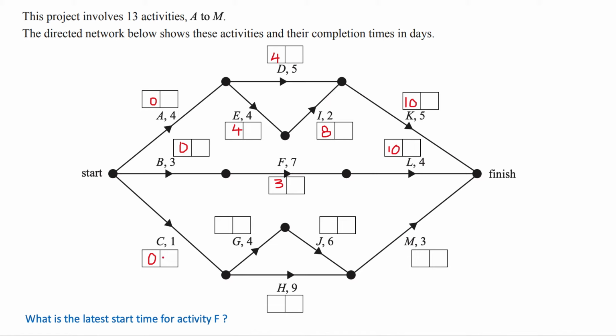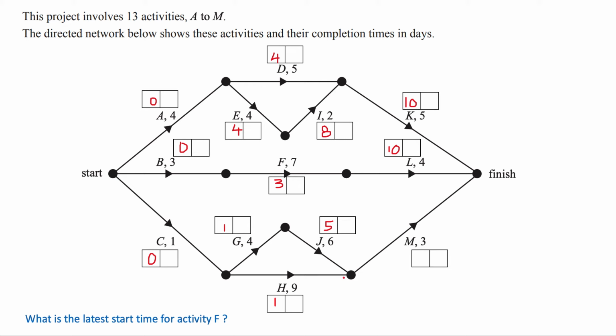As we make our way along the bottom here, C finishes after 1 day, which means G and H can both start after 1 day. J, we worked this one out before. G will finish after 5 days, so J can start after 5 days. Again here, when we look at activity M, it's waiting for activity J to finish. That's going to finish after 11 days, because 6 plus 5 gives 11.